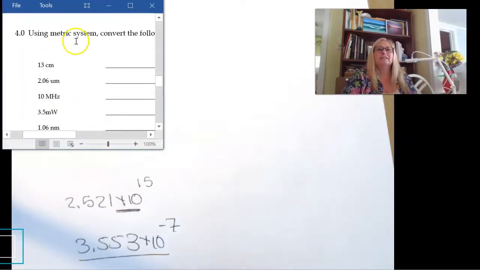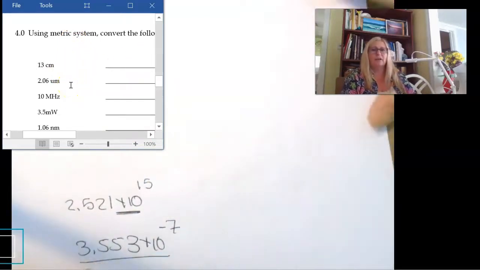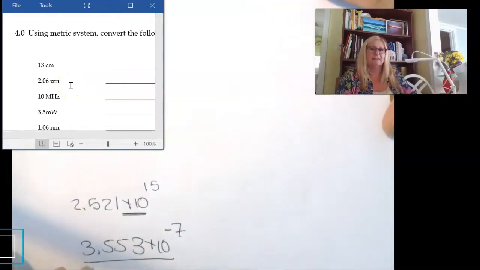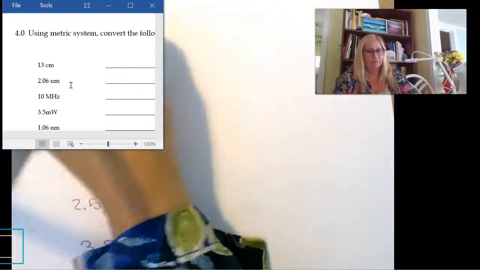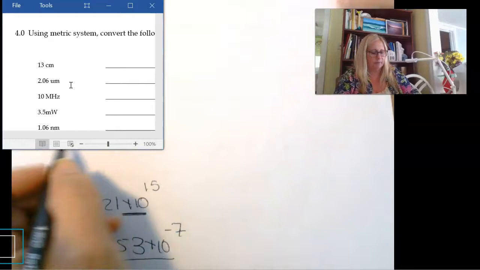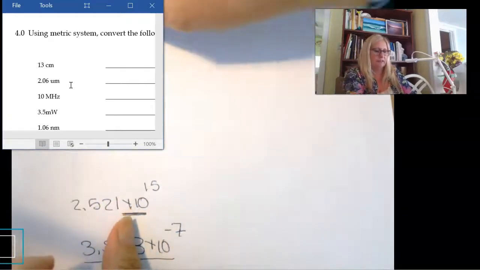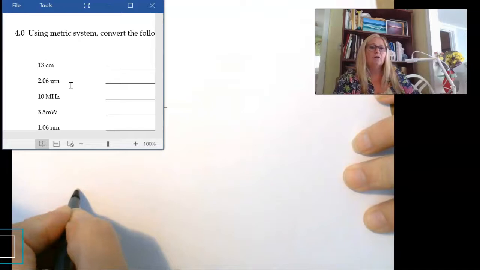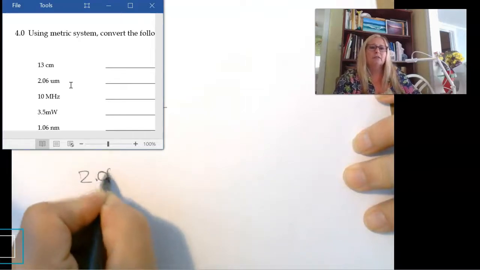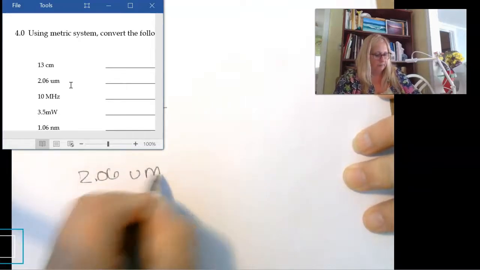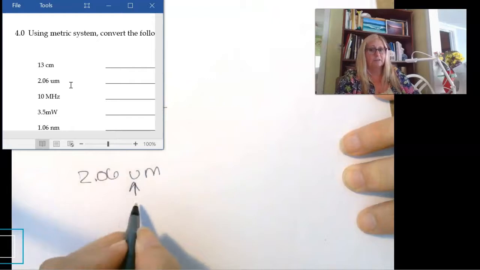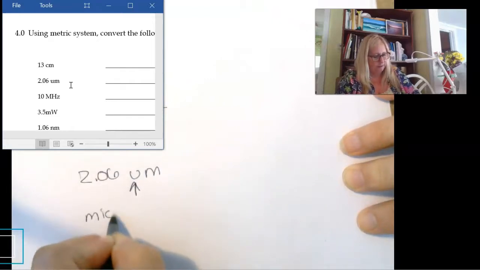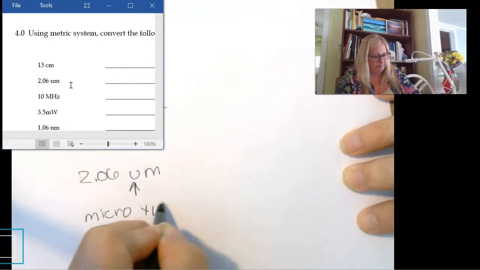So if we go back to, it says convert these to decimal. So I'm going to go to the 2.06. So if I want the 2.06 now, I'm going to put it down here. I'll just move this down a bit. Hold on a second. So I got 2.06 micrometers. So this is the unit for metric that represents micro. So that represents 10 to the -6.